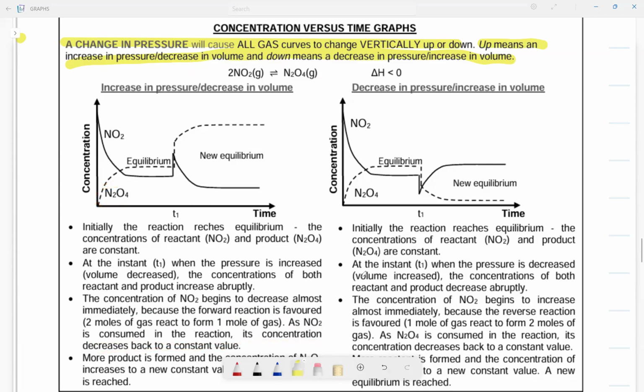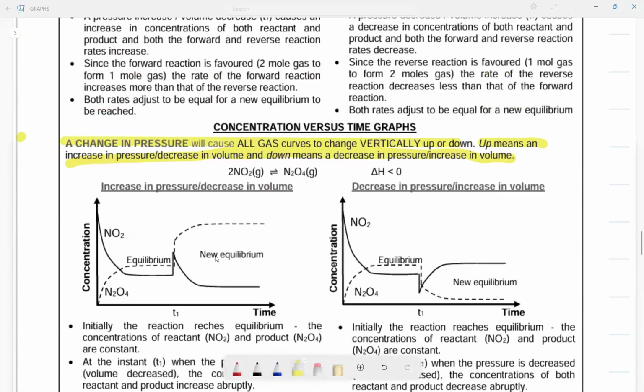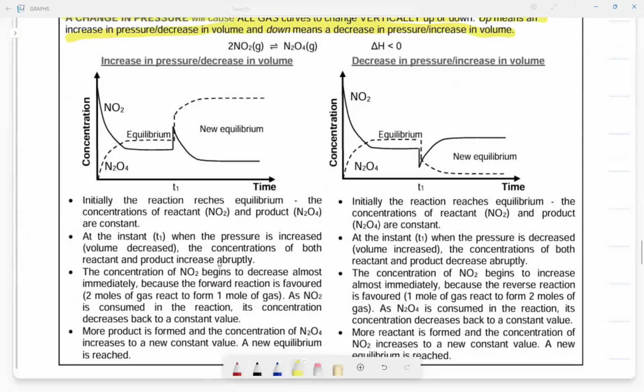Similarly here, at the instant T1, when the pressure is decreased, the concentration of both reactant and product decreases abruptly. The concentration of NO2 increases. Why? Because we are favoring the reverse. Remember, if there is a decrease, we are favoring the reverse. The concentration of NO2 begins to increase almost immediately because the reverse reaction is favored. Therefore, as N2O4 is consumed, meaning we are using it to form the products, its concentration decreases back to the original value. So that is the concentration versus time graph when there is a change in pressure.